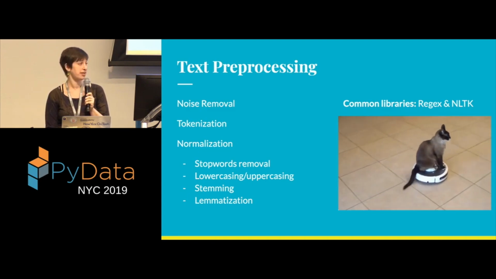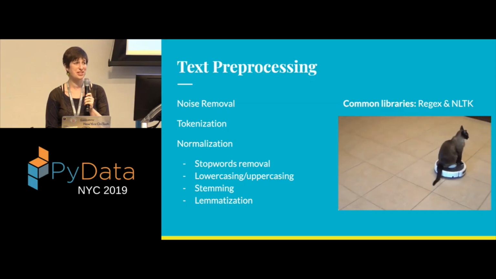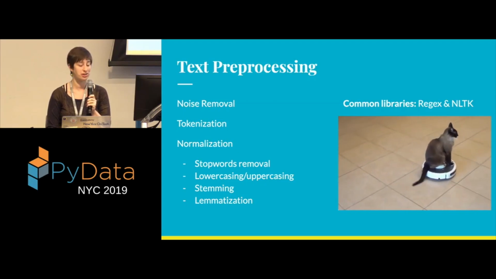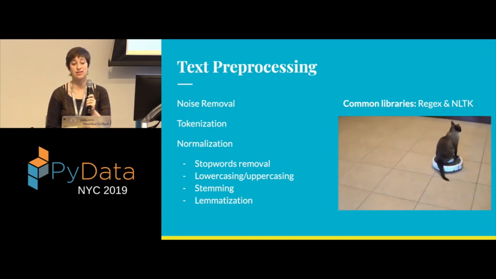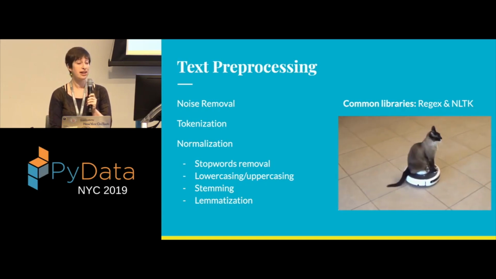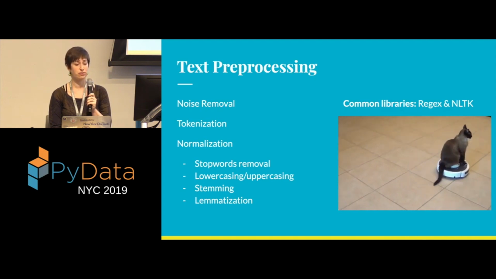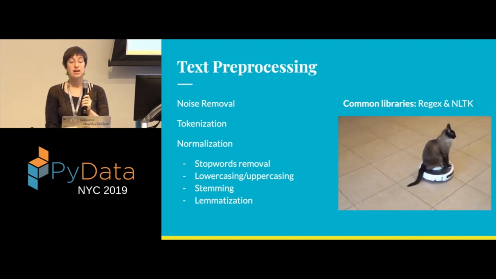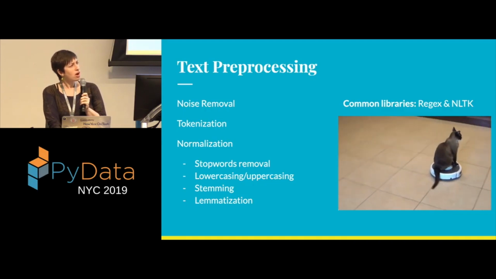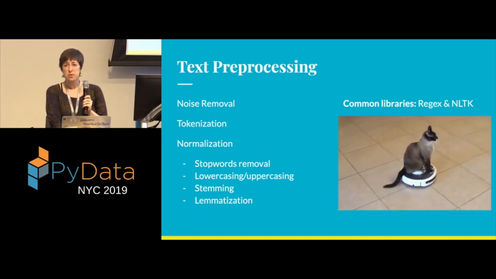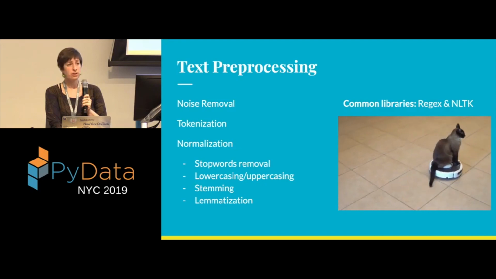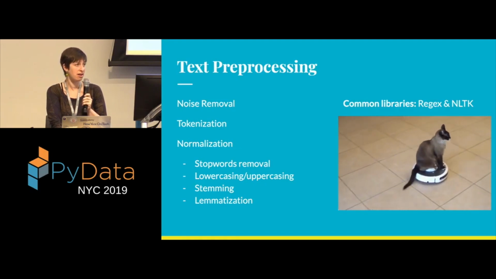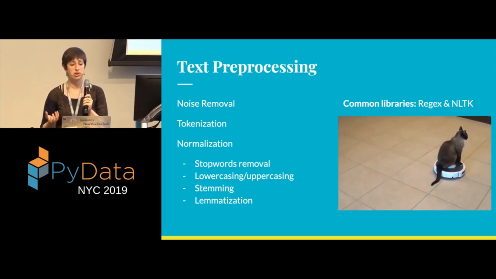Next up, you have normalization. Normalization is a bucket term that includes almost everything else that you could possibly do pre-processing-wise. This involves lowercasing and uppercasing. This involves removing stop words. What are stop words? Stop words are any words that we don't really care about. These could be words like the, of, in, on, that don't necessarily have much meaning.